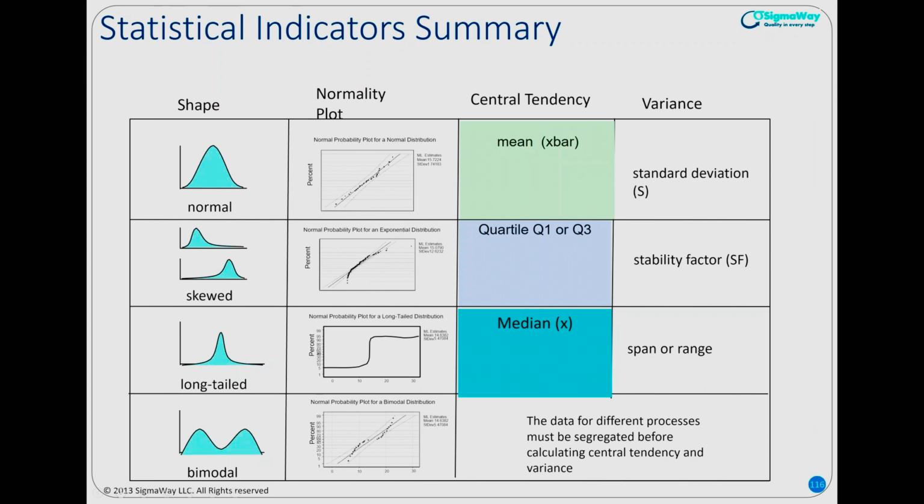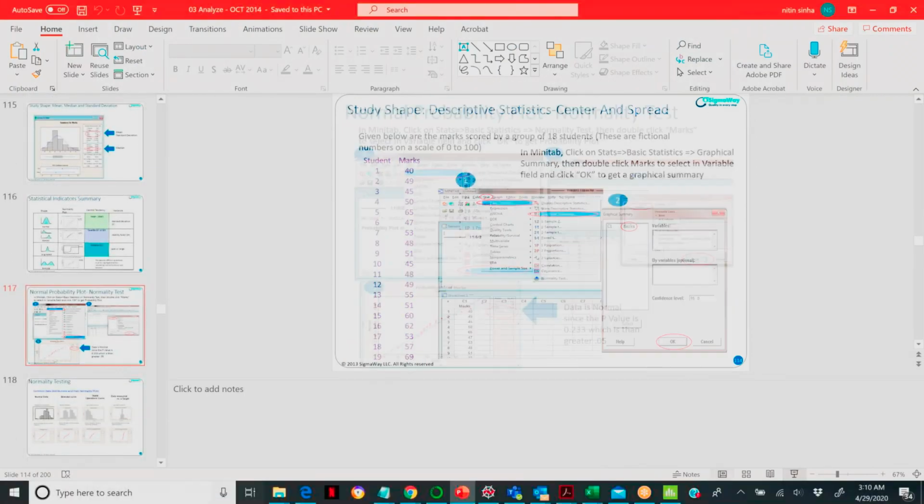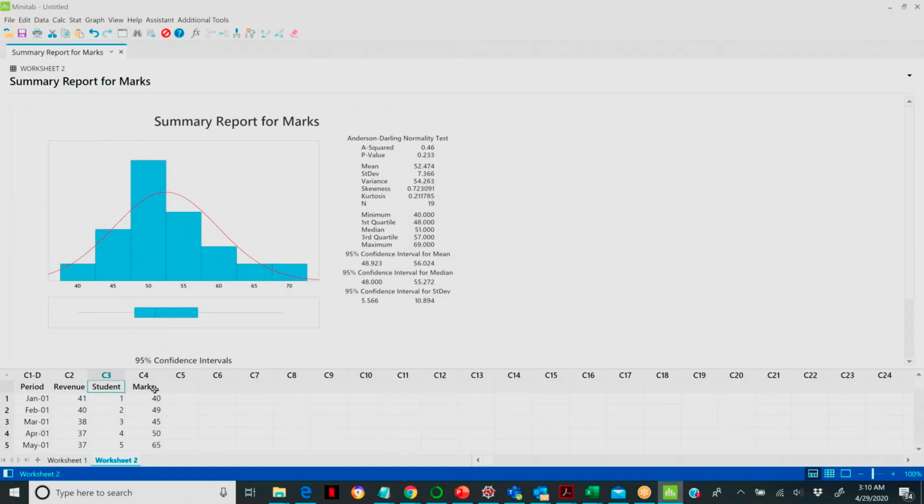If you look at the shape of the graphs in the graphical summary, there is also a test called the normality plot. If you look at the graphical summary along with the normality plot, which you can run in Minitab, using either of these you can figure out what kind of central tendency or variance is recommended. So let's look at the normality test. Even though you can get the normality from the graphical summary, we can also use the normality test to figure out the normality.